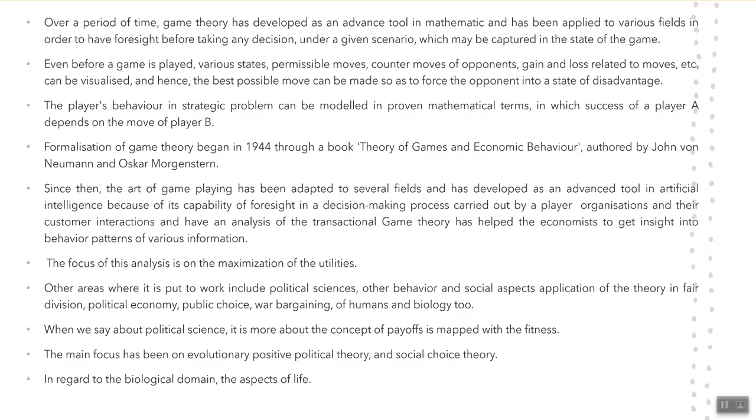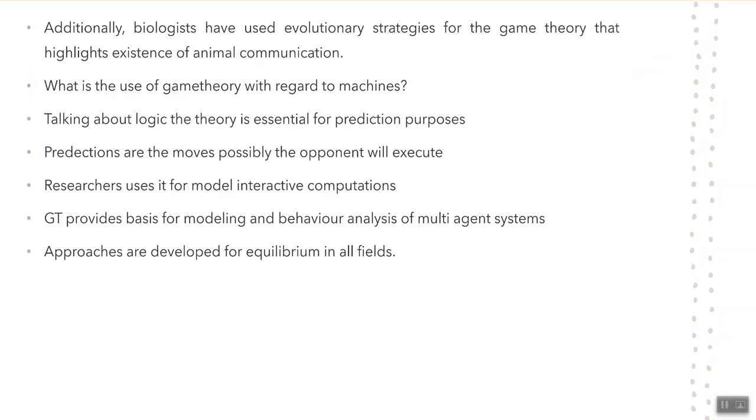Since then, the art of game playing has been adapted to several fields and has developed as an advanced tool in artificial intelligence. Because of this capability of foresight in the decision making process carried out by player organizations and all these customer interactions, the focus of this analysis is on maximization of utilities. And not only that, the main focus has been on evolutionary positive political theory and social choice theory, in regard to the biological domain in the aspect of life. Additionally, biologists have used evolutionary strategies for game theory that highlight the existence of animal communication.